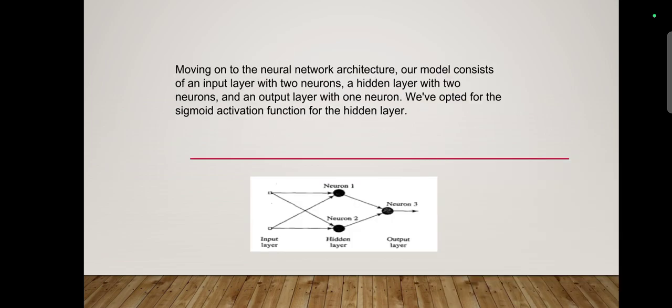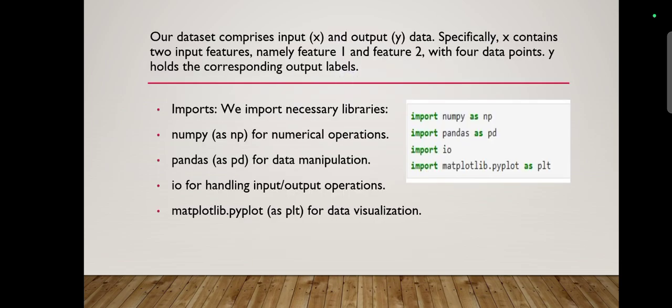Moving on to the neural network architecture, our model consists of an input layer with 2 neurons, a hidden layer with 2 neurons, and an output layer with 1 neuron. We have opted for the sigmoid activation function in the hidden layer.